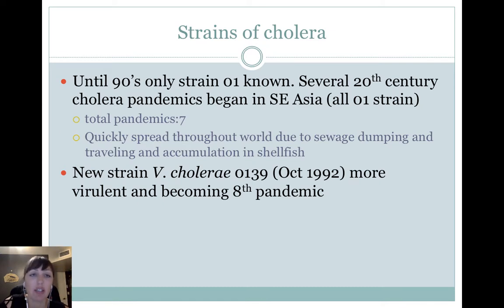Okay, strains of cholera. Until the 90s, only the O1 strain was known. Several 20th century cholera pandemics began in Southeast Asia, and they were all the O1 strain. So the total cholera pandemics have been 7. And they quickly spread throughout the world due to sewage dumping and traveling, and also the accumulation in shellfish. So now there is a newer strain, O139, which was first seen in October 1992, and it's much more virulent, and it's becoming the 8th pandemic.